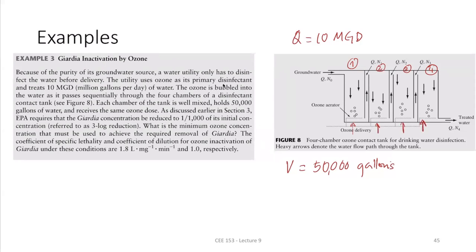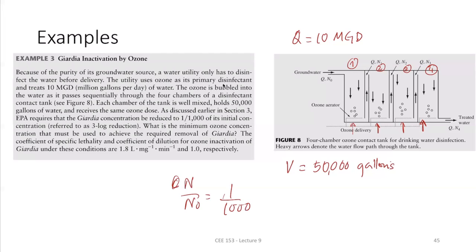And you say that, as discussed earlier in section 3, EPA requires that Giardia, which is the pathogen you want to remove, concentration be reduced to 1/1000th of the initial concentration. So what you're saying is this N by N0 should be 1/1000, or referred to as 3 log reductions. What is the minimum ozone concentration that must be used to achieve the required removal of Giardia?